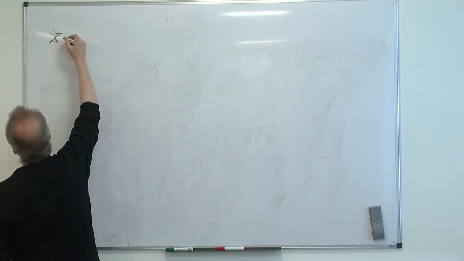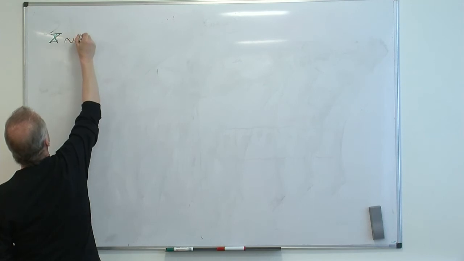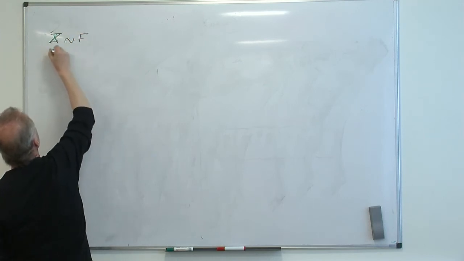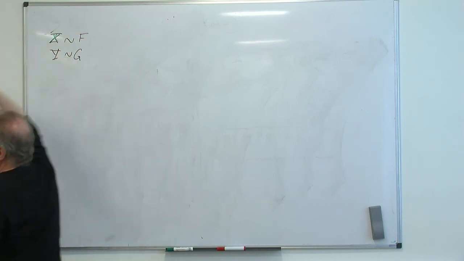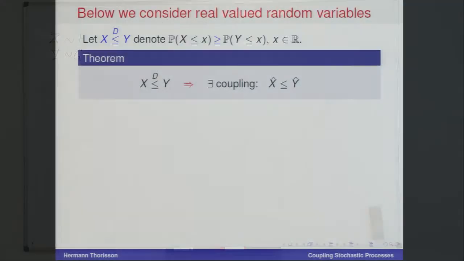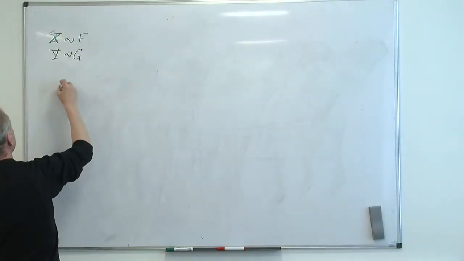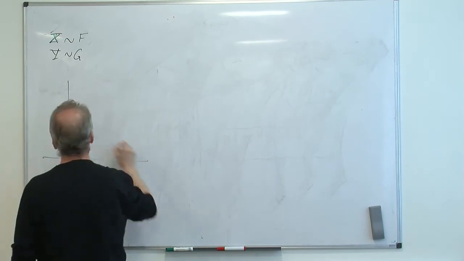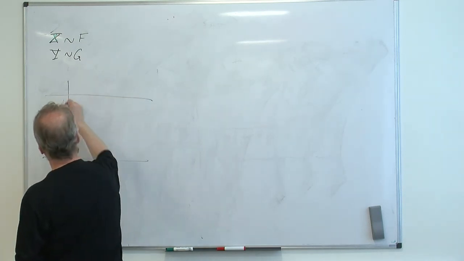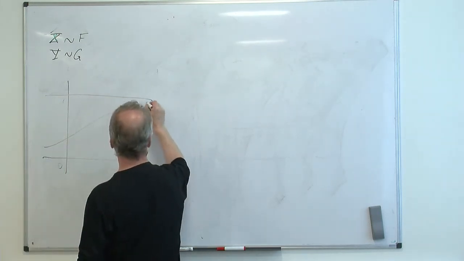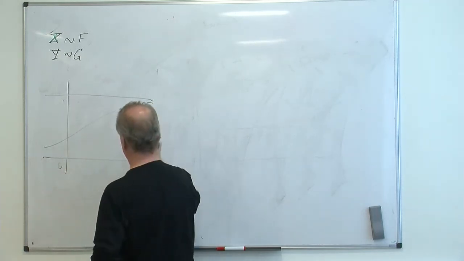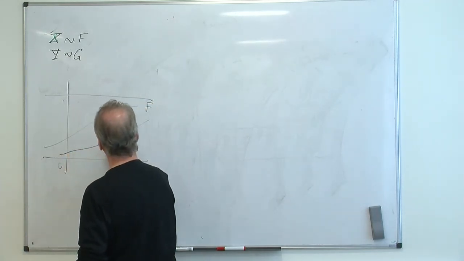Stochastic domination means the following. So let X have a distribution function F, and Y have distribution function G. So this is the distribution function of X, and this is the distribution function of Y. If you draw a picture, we have F here, and below it we have G.